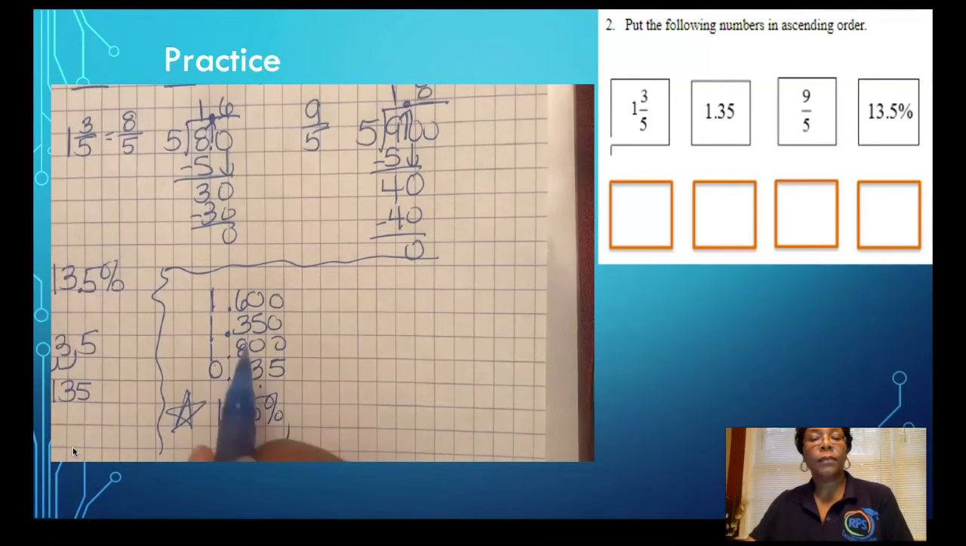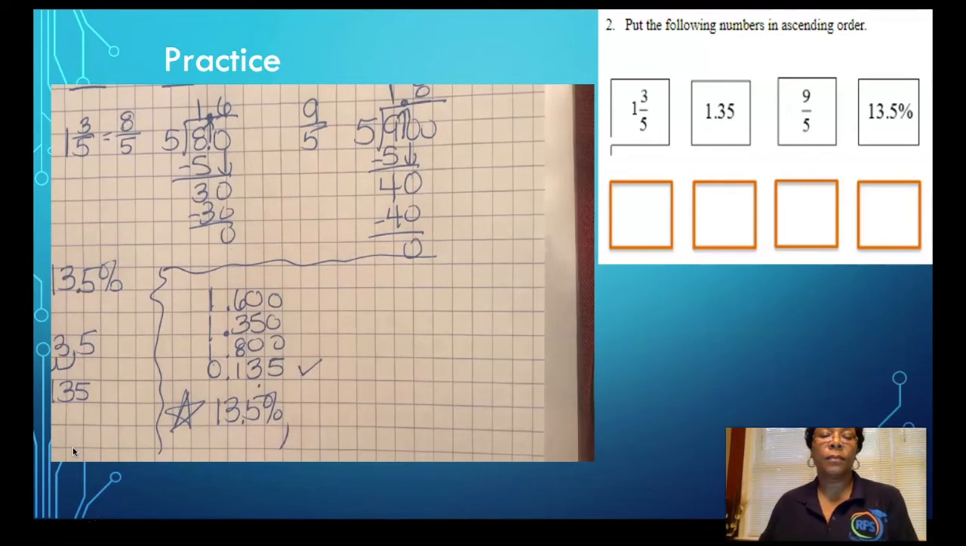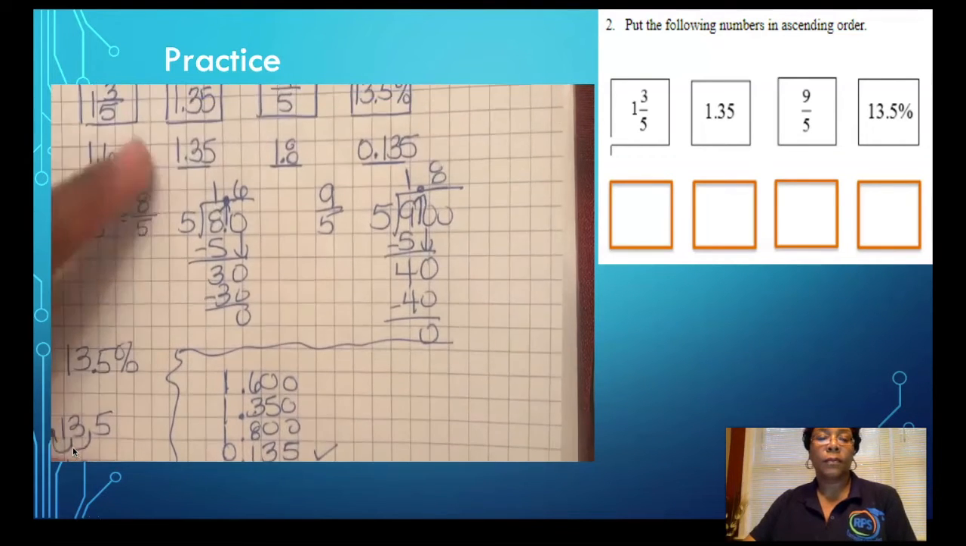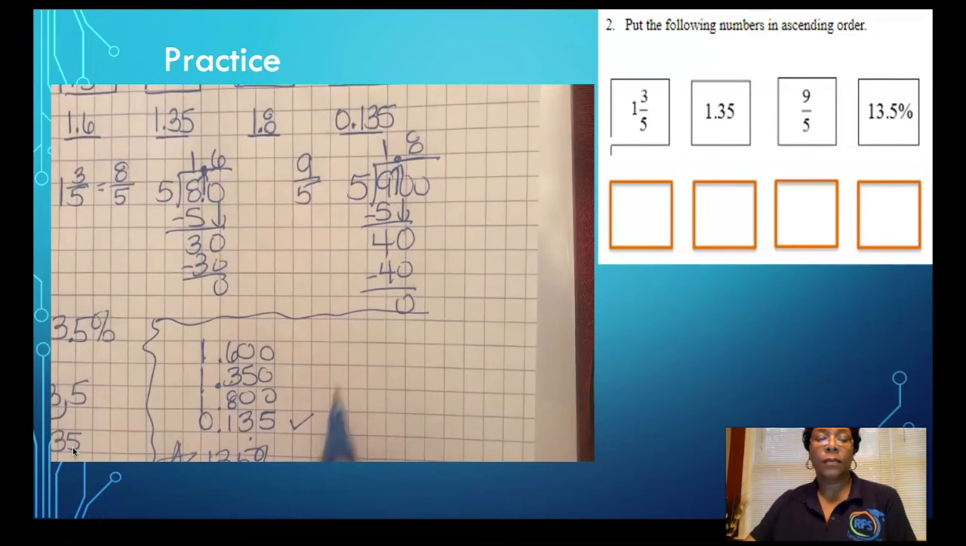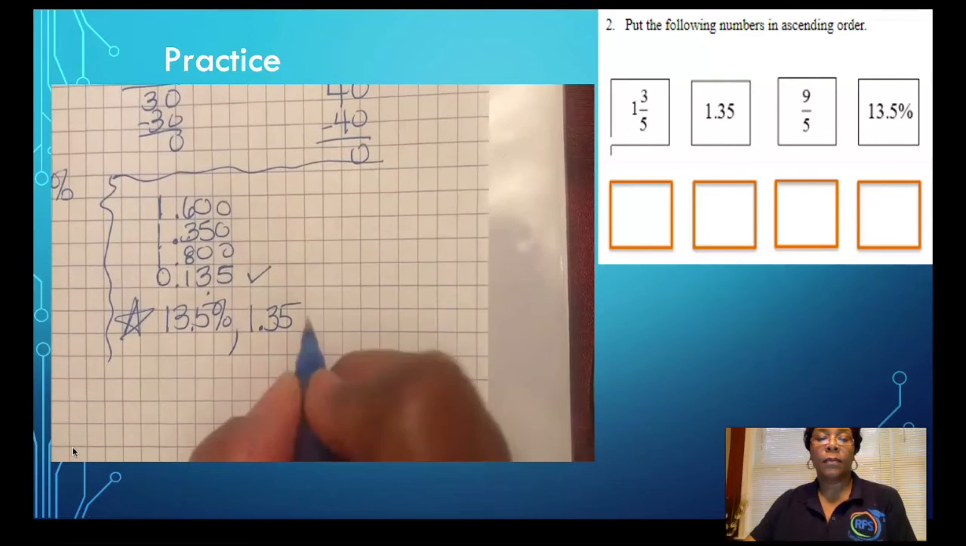Then what is my second number? I like to put a little check mark to say I've used it. Then I go here, all these are ones. Now, thinking about some changes, it's easy just looking at your tenths column and determining which one is the next smallest. Well, of course, it's the 3. Then where does that fall in my original? The 1.35, 1 35 hundredths. So I'm just going to place this as 1 35 hundredths. Okay. Then I'm going to go to my next one.